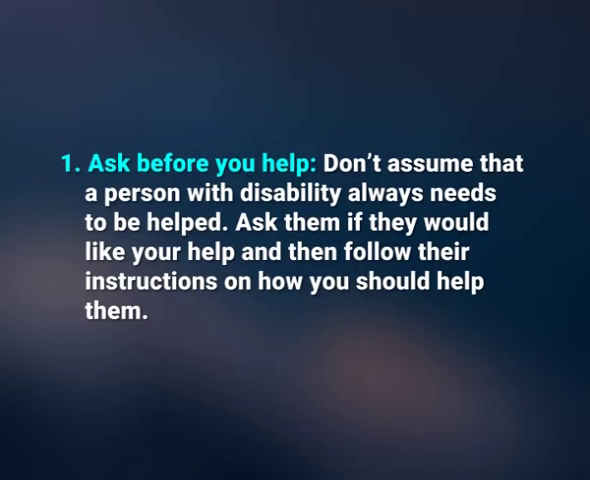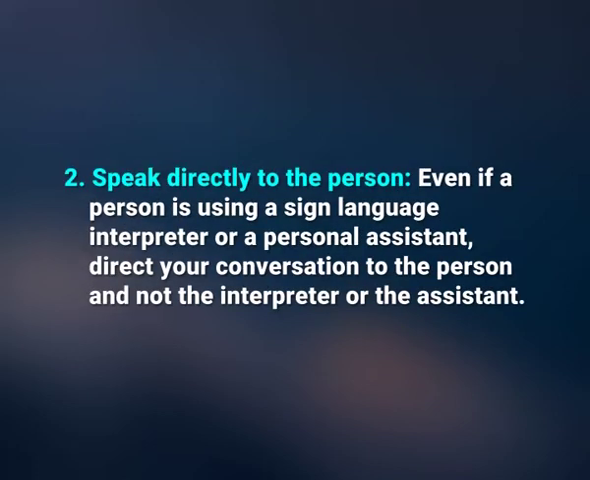Number one. Ask before you help. Don't assume that a person with a disability always needs to be helped. Ask them if they would like your help and then follow their instructions on how you should help them. Second, speak directly to the person. Even if a person is using a sign language interpreter or a personal assistant, direct your conversation to the person and not to the interpreter or the assistant.